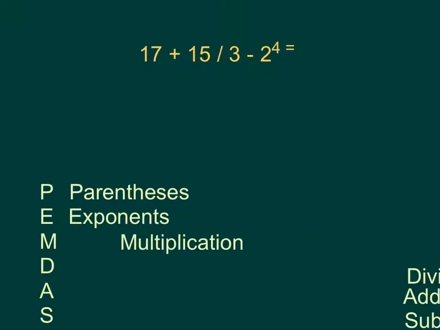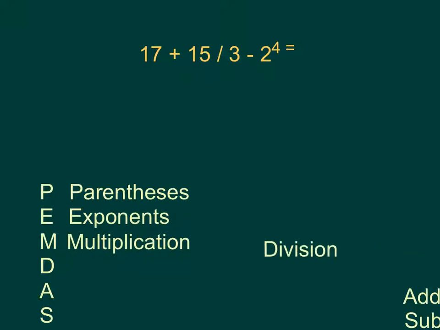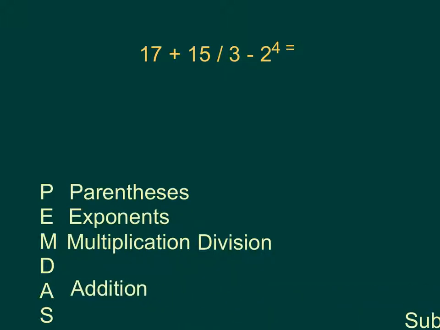Our next operation is multiplication and division. And I put those side by side because you'll do either one first depending on which operation comes first as you are reading the equation left to right. So our next step is addition and subtraction. And again, I put those side by side because you'll do either one depending on your equation.